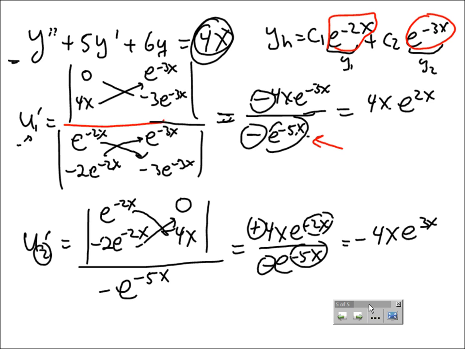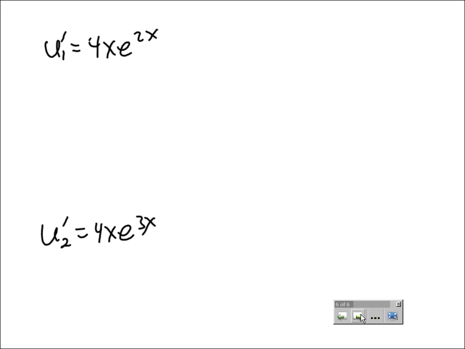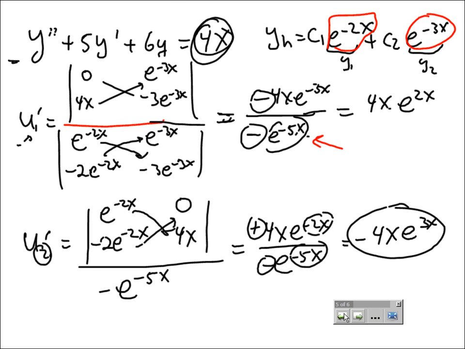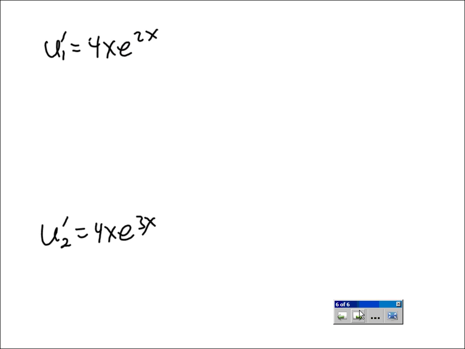So we have u1, we have u1 prime and u2 prime. u1 prime is 4x times e to the 2x, and I think u2 prime was 4x e to the 3x. Let's double check that. Oops, it's negative. Okay, so now we're going to calculate these derivatives, these integrals, excuse me.